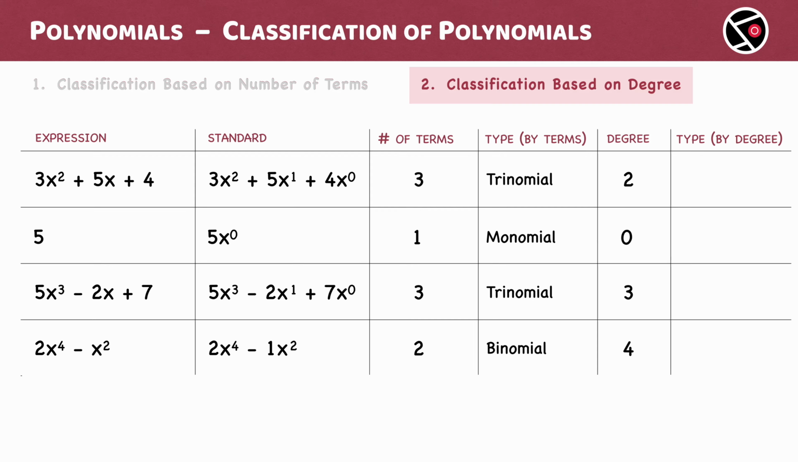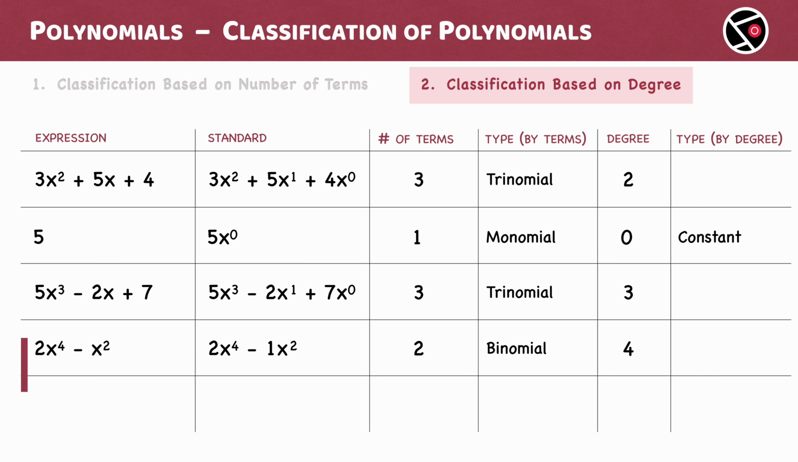If we look at our examples, the polynomial 5 has a degree of 0. A polynomial with degree 0 is called a constant polynomial. As the name suggests, its value never changes. It is always 5. Now, we don't have any polynomial of degree 1 in our list of examples. So let me add one.